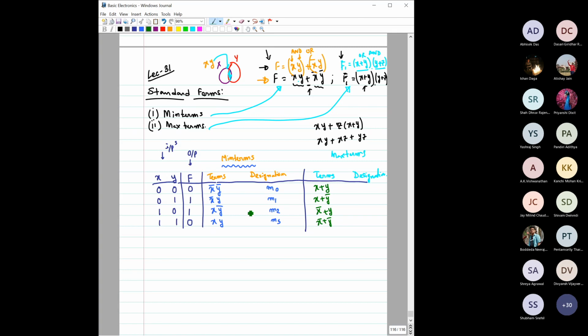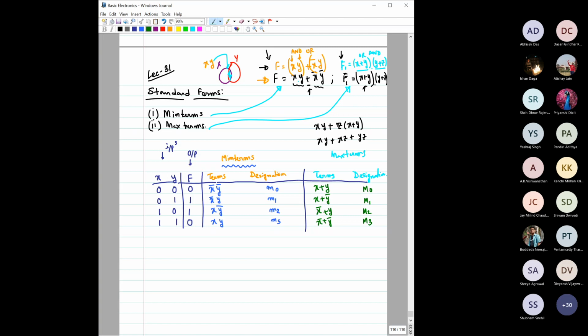Have you noticed the difference between these two? When you're writing in maxterms, you put these values and all the terms become 0 here. And it has been denoted in this way: M0, M1, M2, M3. This is just the designation, not very important, but only remember that this is the zeroth term, first term, second term, third term.